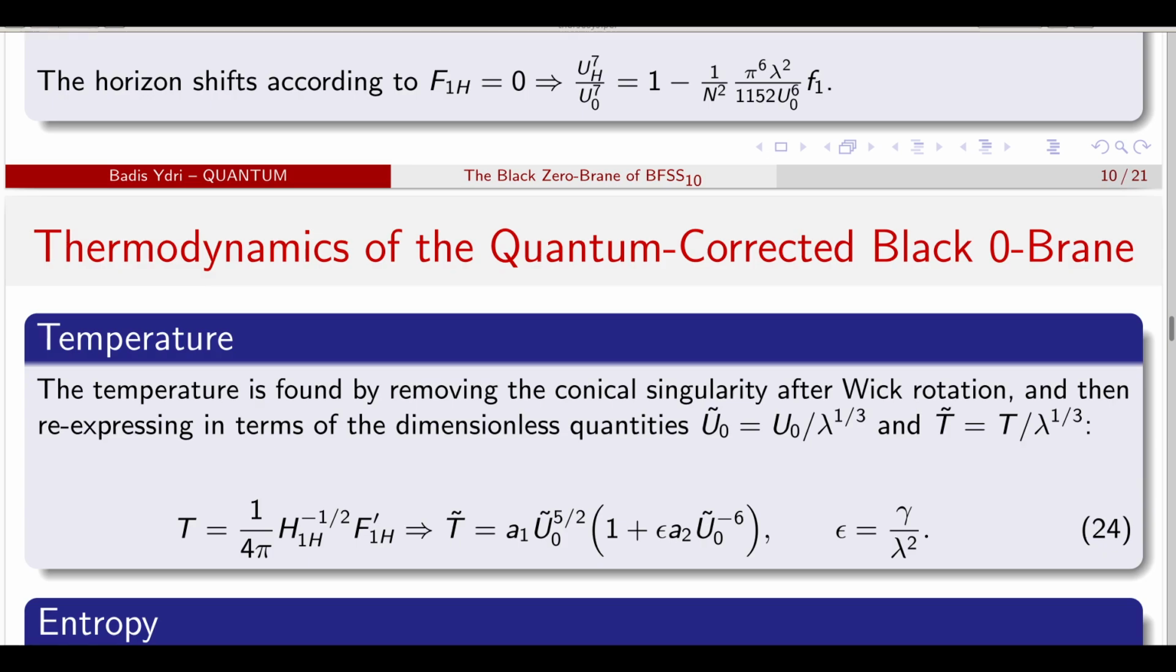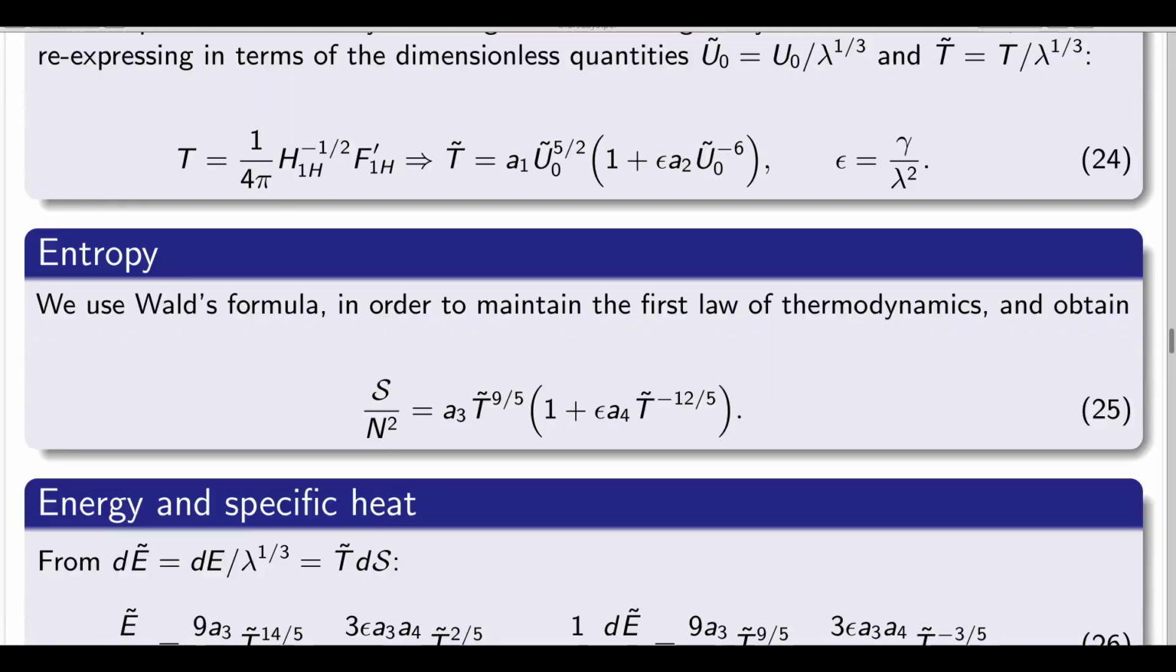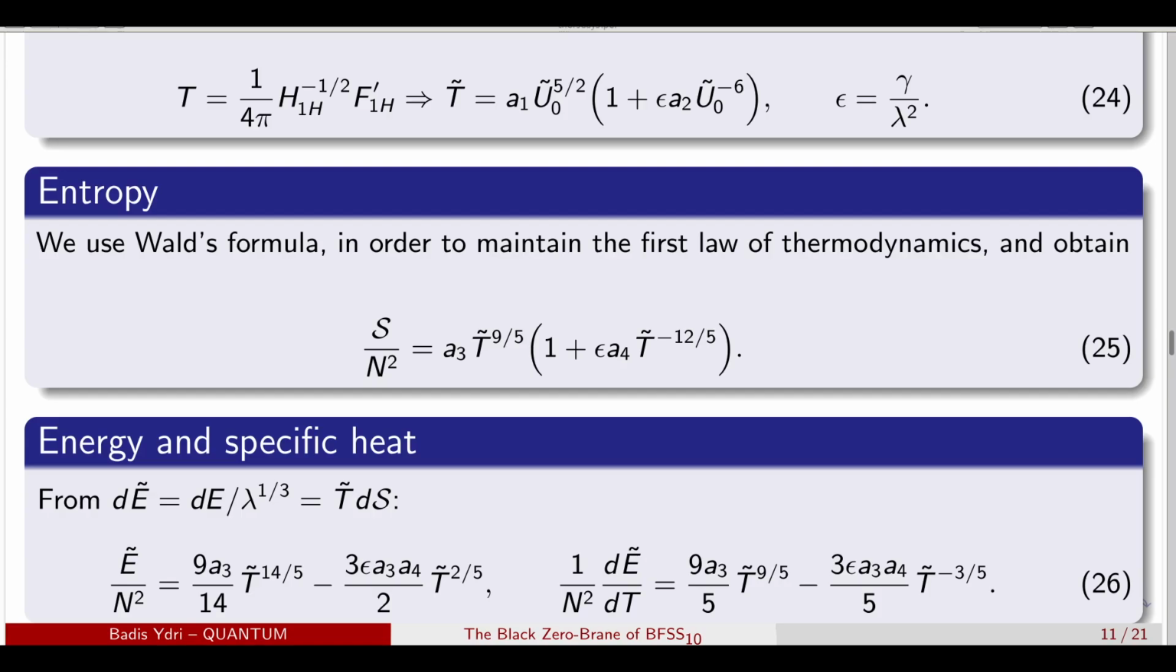When written in terms of the dimensionless variables tilde u0 and tilde t, the result becomes tilde t equals a1 times tilde u0 to the power 5/2 times the quantity 1 plus epsilon times a2 times tilde u0 to the power minus 6, where epsilon equals gamma over lambda squared. This expression encodes both the classical scaling and the leading 1 over N squared quantum correction. The entropy is obtained using Wald's formula, ensuring that the first law of thermodynamics is satisfied. The result is given in equation 25.